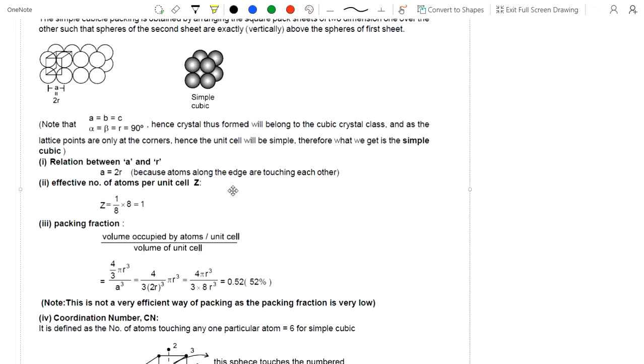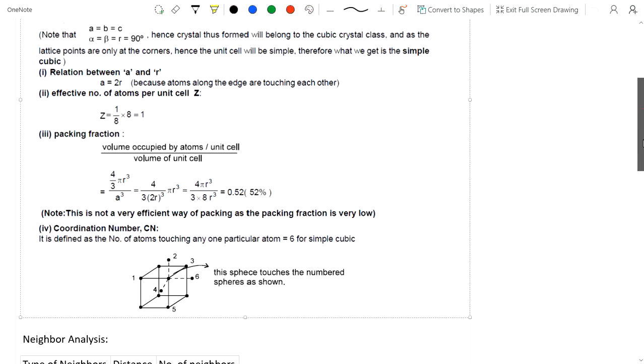The third parameter that we are going to calculate is called packing fraction. In 2 dimension we had taken the area occupied by the spheres upon the area of the unit cell. Now in case of 3 dimension we are going to take the volume occupied by the atoms upon the volume of the unit cell. The volume occupied by the atom is going to be 4 upon 3 pi r cube, because there is only one effective atom. So we take the volume of one sphere and divide it by the volume of the unit cell, which is A cube. The calculation will give you packing fraction as 0.52 or 52%. That means 52% of the space is occupied by the atoms and the remaining 48% of the space in the unit cell is empty.